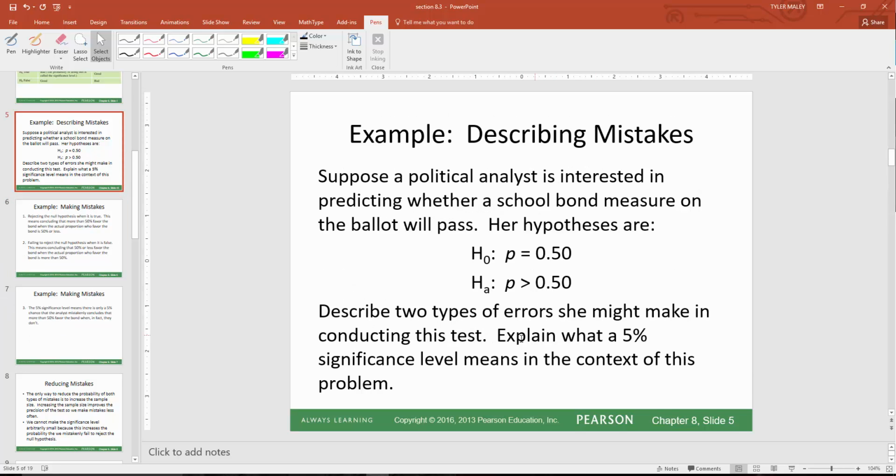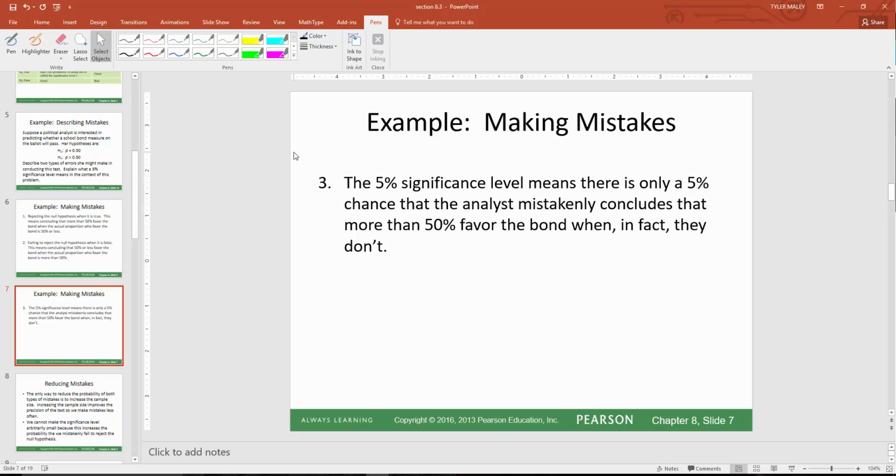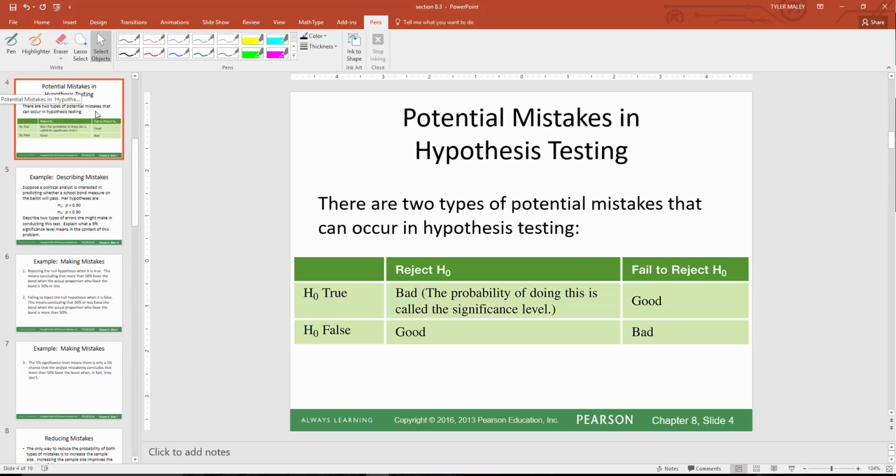So then the last question is, explain what a 5% significance level means in the context of the problem. Slide 7 explains that. The 5% significance level means that there's only a 5% chance that the analyst mistakenly concludes that more than 50% favor the bond when in fact they don't. So that's our alpha level. And if you can't remember what that looks like, remember going back to this chart, this is our alpha. It's when the null hypothesis is true, but we reject it.